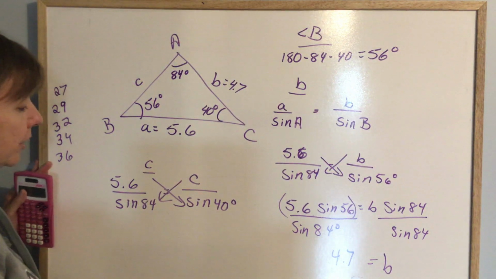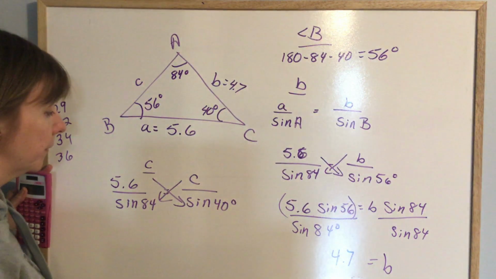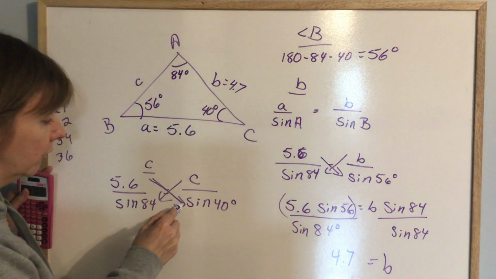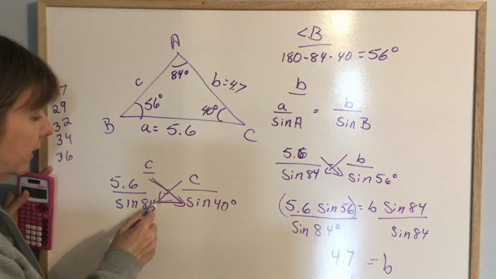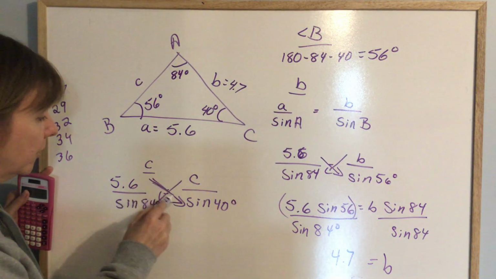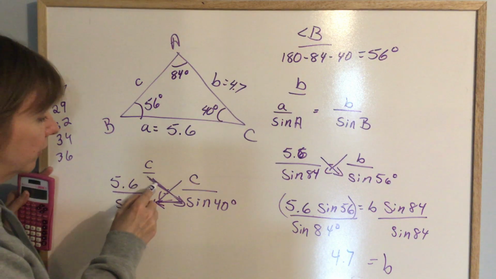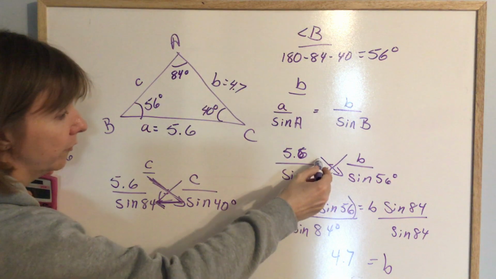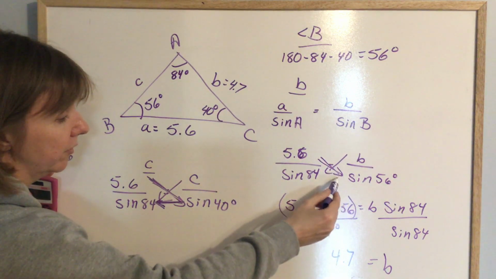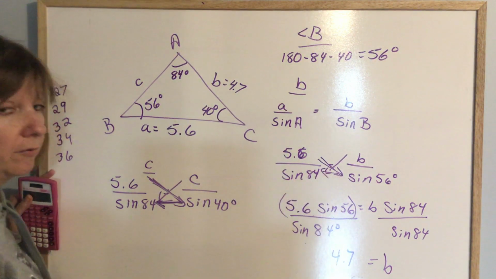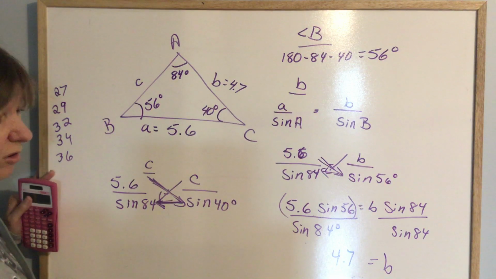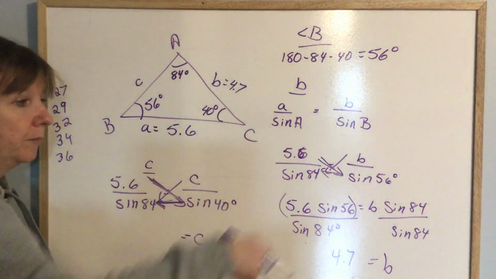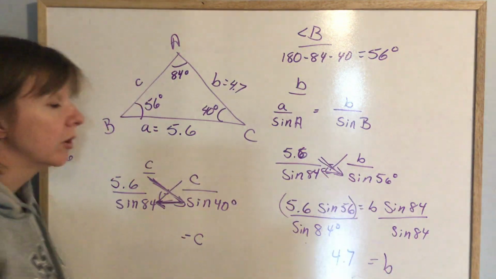I had a teacher friend once say that they teach their kids to do this. Multiply the two things that are across from each other and divide by the third thing. So you make this little angle thing. The diagonal things you multiply, you divide by this. See, we ended up doing 5.6 times sine of 56 and then dividing by sine of 84. If that makes sense to you, you can use that as a shortcut. If not, do out the actual work for it.